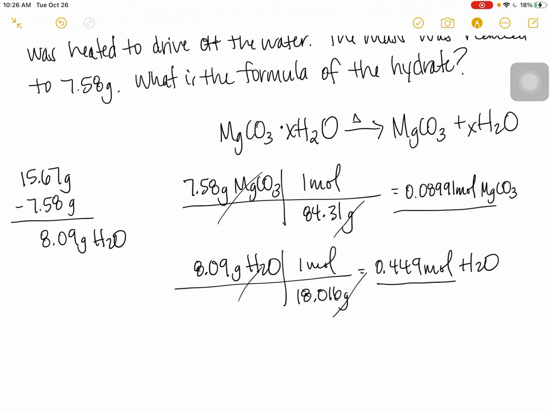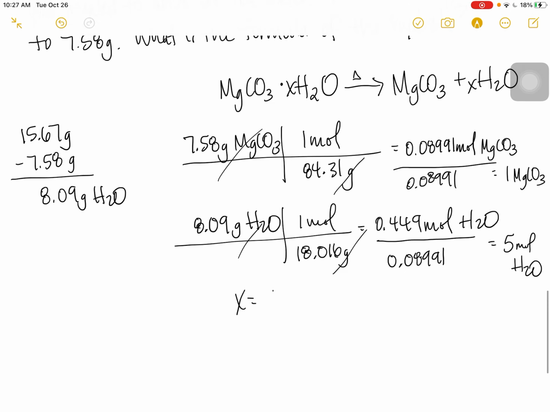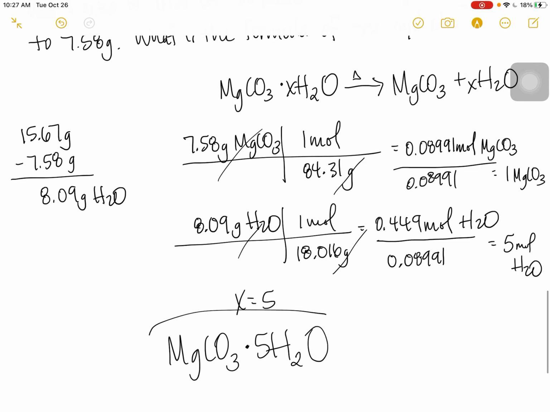Again, to find the hidden ratio, divide by the smaller, which is always going to give you 1 mole of your anhydrate. If it doesn't work out that way, something's wrong. And then this comes out to be 5. So X here is 5. So here's my formula, and this would be a magnesium carbonate pentahydrate, and that is how you use dehydration data to backtrack and find the formula of a hydrate.